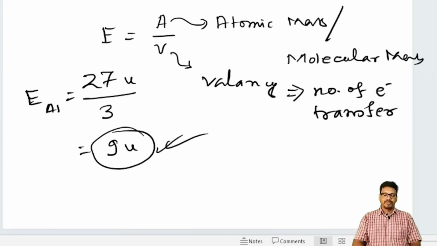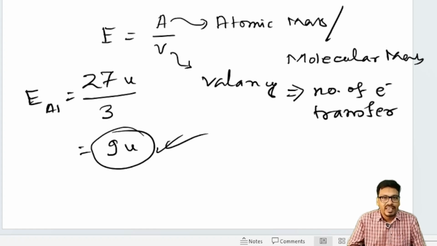We know that any substance can react with another substance by their equivalent amount. Any reaction can take place by the transfer of electrons. So the number of electrons transferred is very important. Clear? What is the valency?